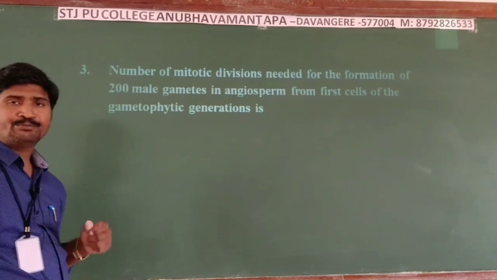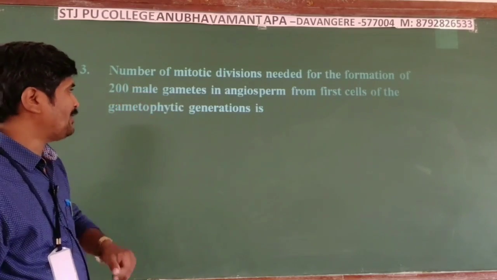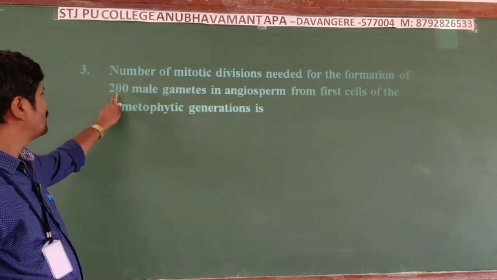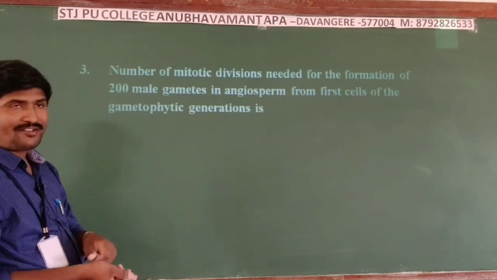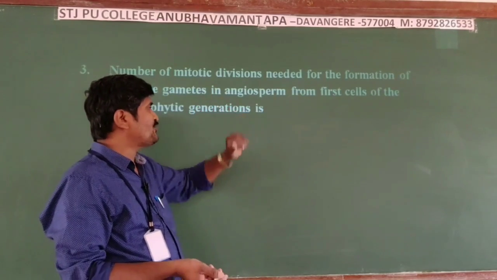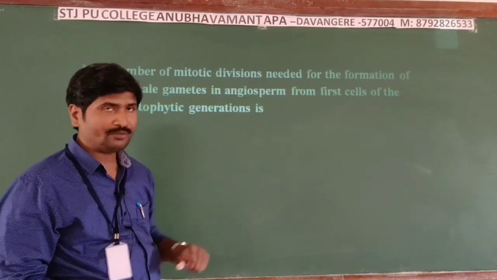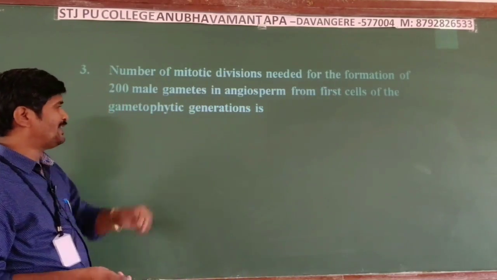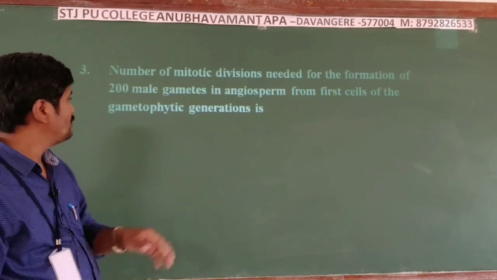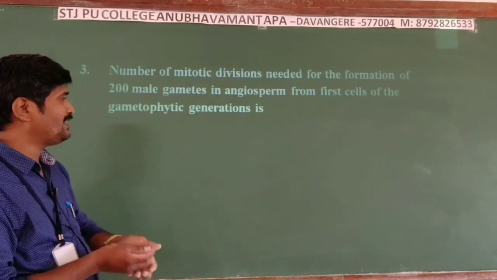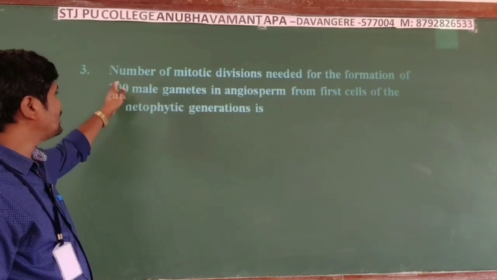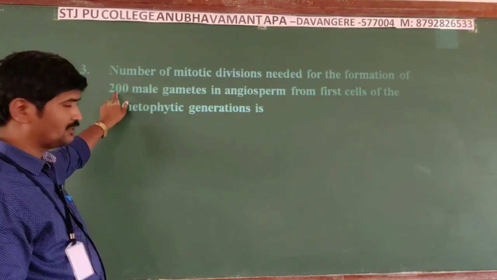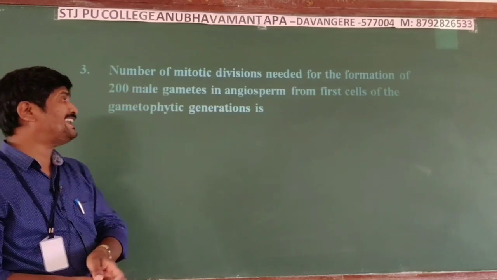Question number 3. The number of mitotic divisions needed for the formation of 200 male gametes in angiosperm from the first cell of the gametophytic generation is. From the first cell of the gametophytic generation, the number of mitotic divisions needed for the formation of 200 male gametes.